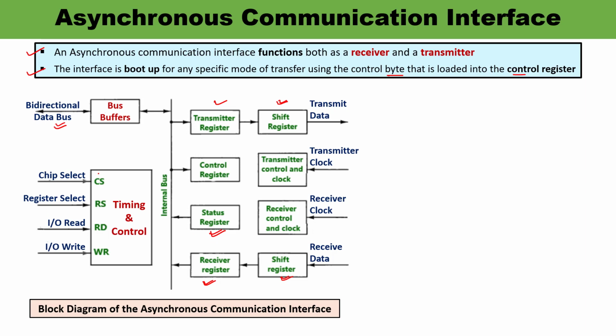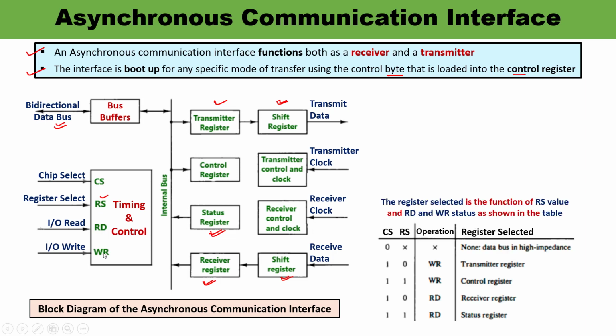Here you can see the chip select line. The chip select line is active high, so it must be 1. It is used to select this particular interface through the address bus. There is also the register select, RS, which is associated with the read and write controls. In this truth table, the register selected is a function of the RS value, read and write. Chip select must be 1, and register select RS may be 0 or 1, depending upon write and read.